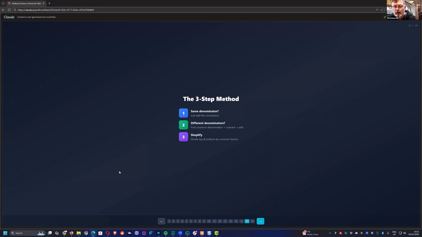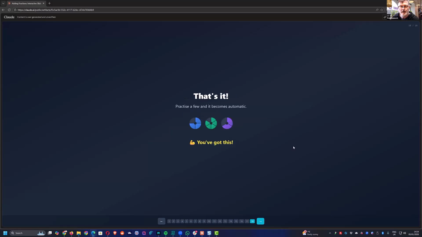3-step method. Same denominator, just add the numbers. Different denominators, find a common denominator, convert, and then add. And then finally, simplify it. So from pizzas to fractions in just a few minutes, you've got this. You're going to get 100% in your exam if you do all this correctly.